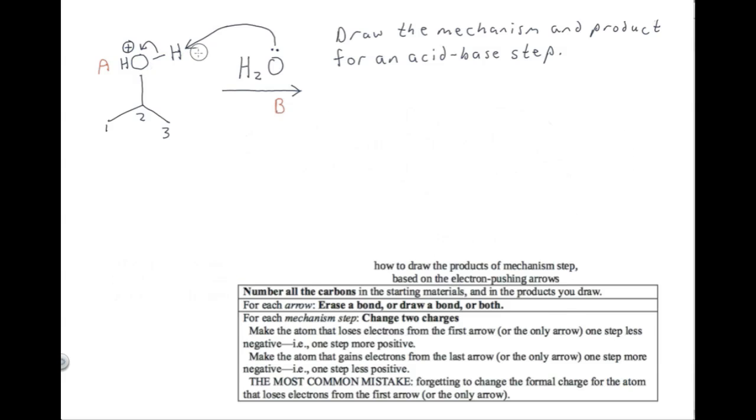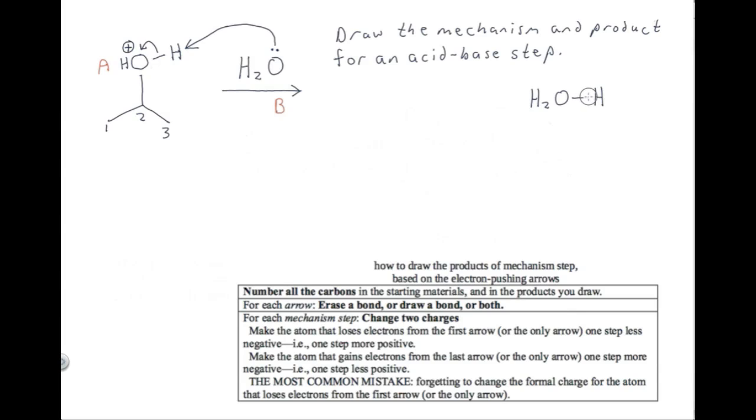Now we can draw the products from this step using this approach. Let's look at this arrow. Does this arrow tell us to erase a bond, draw a bond, or both? I hope it's intuitive that this arrow tells us to draw a bond. Between which two atoms? Between this oxygen and this hydrogen. That should be obvious because the arrow goes from the oxygen to the hydrogen. So this arrow tells us to draw a bond between this oxygen and that hydrogen. Here I've drawn that bond between this oxygen and this hydrogen.